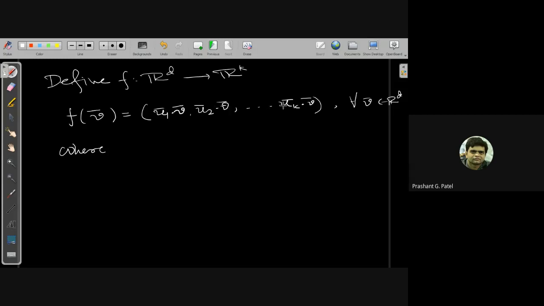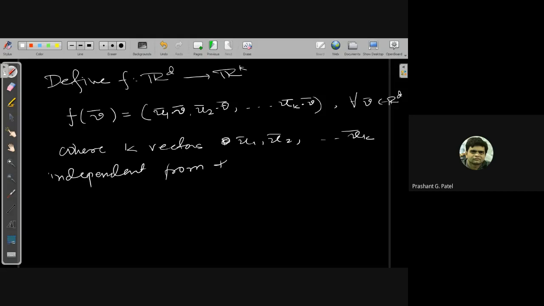are linearly independent vectors which can be picked from the Gaussian distribution in R^d space. So these k vectors u1, u2 up to uk are independent, from the Gaussian distribution, that is 1 by (2 pi) raised to d by 2, exponential of minus norm of x bar squared by 2.